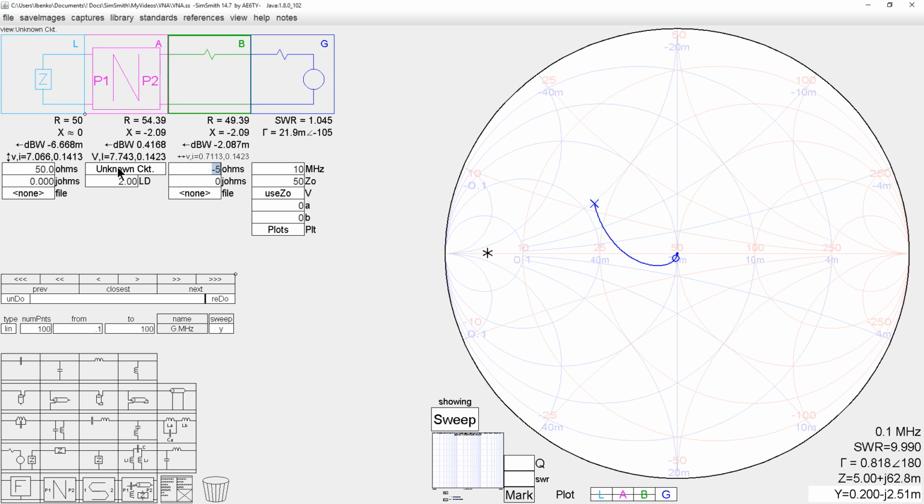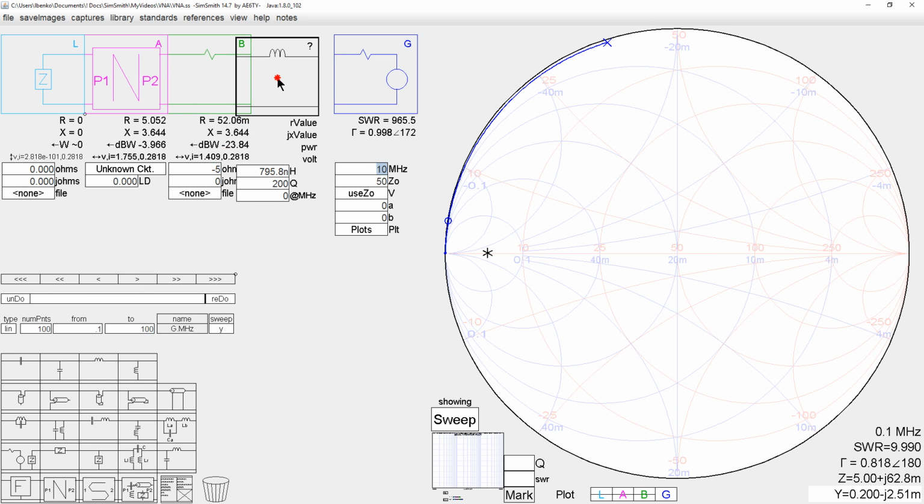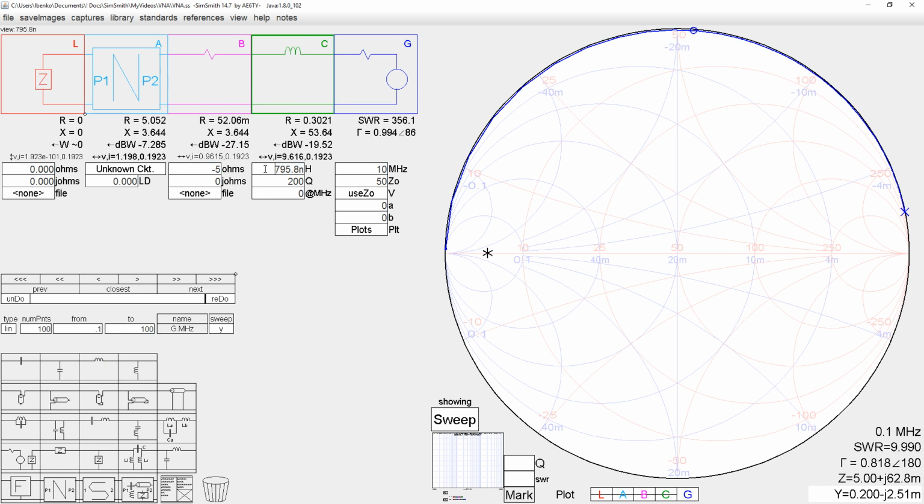So let's go back now to the short again, and it's inductive. So let's try to get rid of some of that inductance. How do you get rid of inductance in a circuit that's inductive? Well, we get rid of it by putting a negative inductance here. I have no idea what value. Let's try -1 microhenry. Oh, that's way too much, it looks like. Let's start dropping this down.